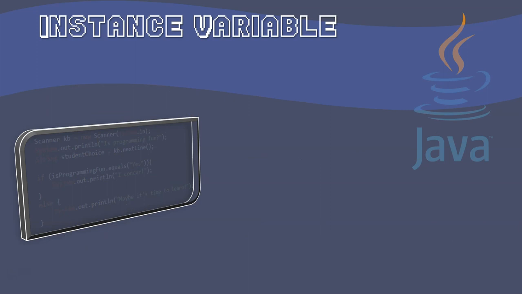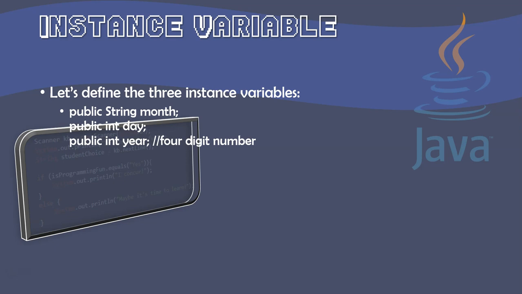Now let's start breaking down some of those pieces. The first, of course, is the instance variables. If we look at those instance variables, there are three of them. Remember, we have a month, a day, and a year. If we define them as such, public String month, public int day, and public int year, we're going to assume it's a 4-digit number. We'll talk about how to ensure that these are valid later.